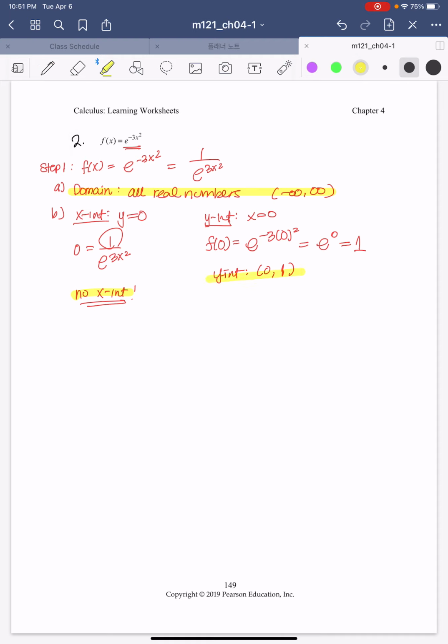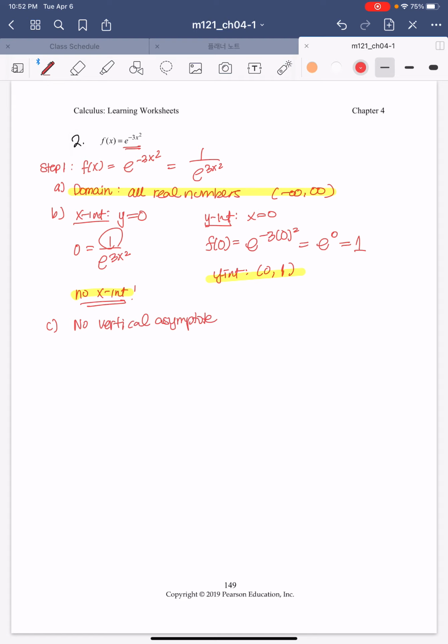All right, now let's find the vertical asymptote. We do not have a vertical asymptote, because a vertical asymptote is where the function is undefined, but it's defined everywhere. So we have no vertical asymptote.